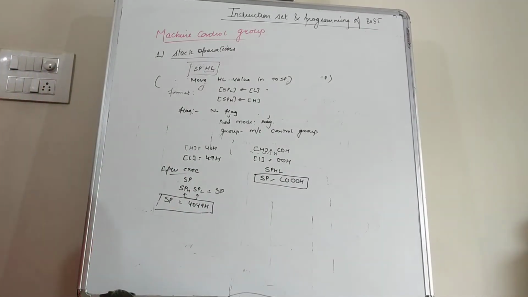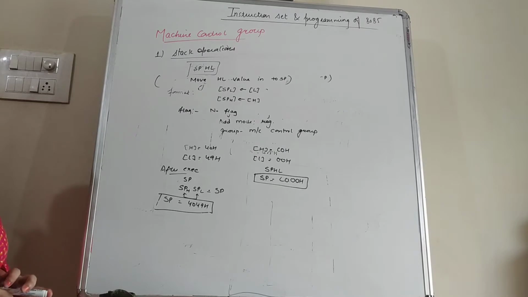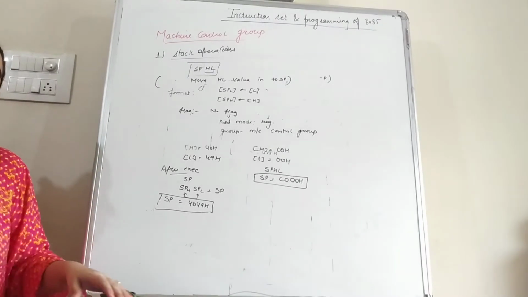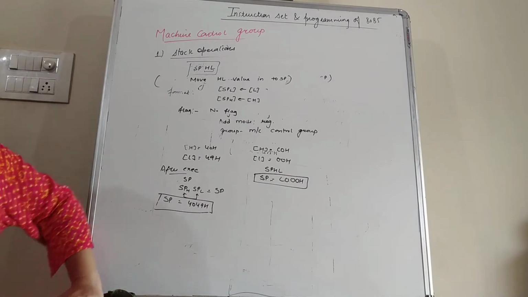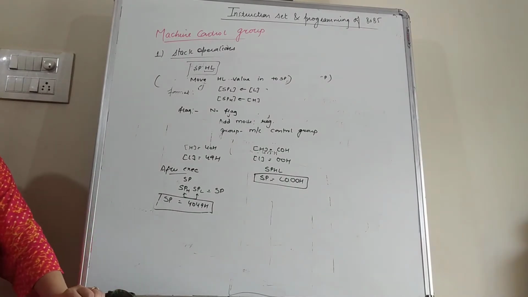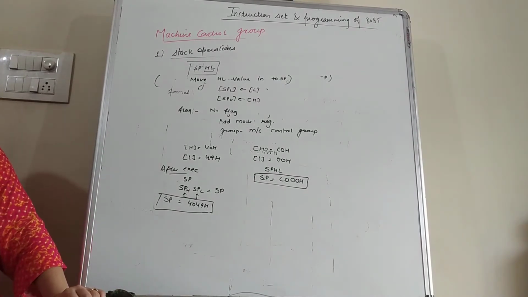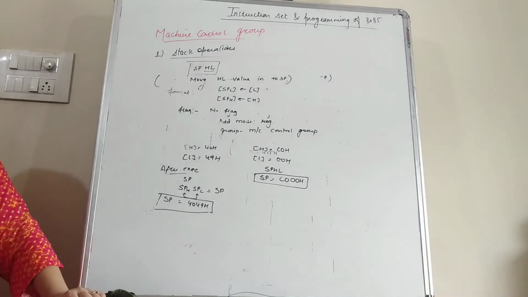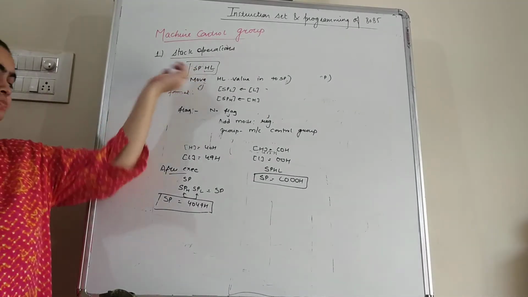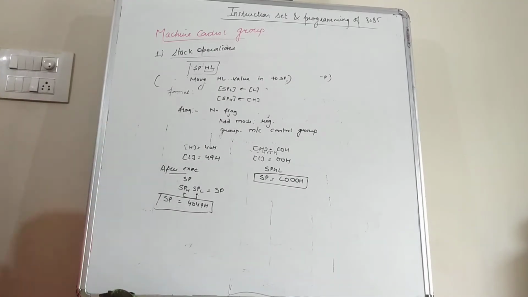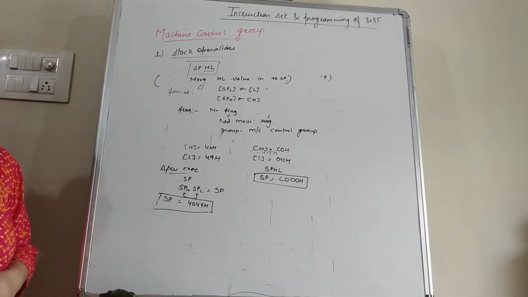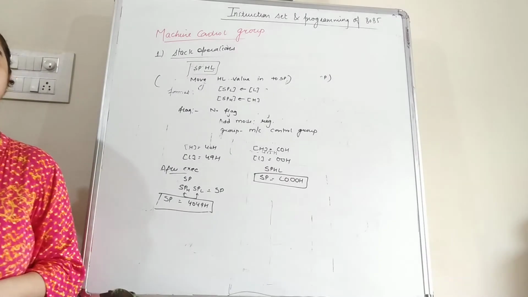So this is all about the stack operations and the stack instructions. Either we can push the data, pop the data from the stack, or exchange the values between the HL pair and the stack pointer. And if we want to copy the value of the HL pair into the stack pointer, we can do that with the help of stack operations, that come under the machine control group.